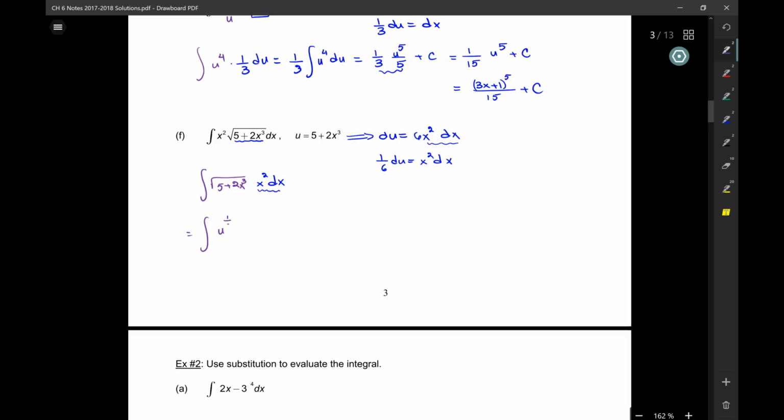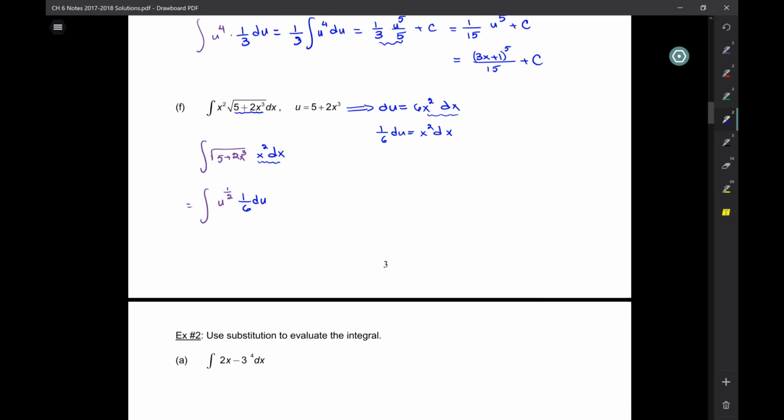So now, what do I have? U to the half, good. And then 1/6 du. Where did u to the 1/2 come from? Well, it was the square root of u. Here it's the square root of this mess, which you could just do. So now, what am I going to do with this 1 over 6? Move it to the front. And now, what do I do? I'm going to add 1, right? So it's going to be u to the 3 over 2, times 2/3.